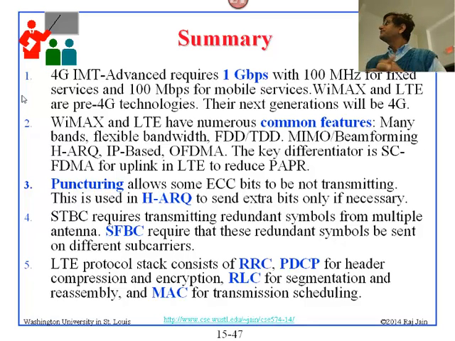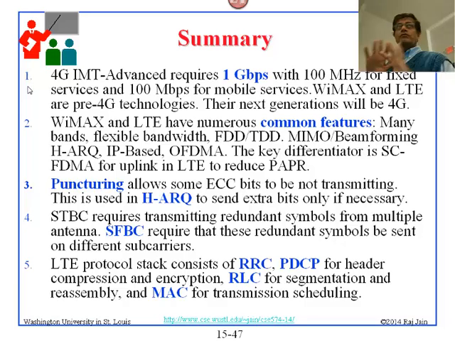5 key points. First thing, you understand that the 4G, which is IMT advanced, requires 1 gigabit with 100 megahertz and 100 megabits for mobile. WiMAX and LTE are both pre-4G technologies. The next generation will be 4G. So we will talk about LTE advanced next, which would be 4G. WiMAX and LTE have numerous common features, and this was the last cartoon.